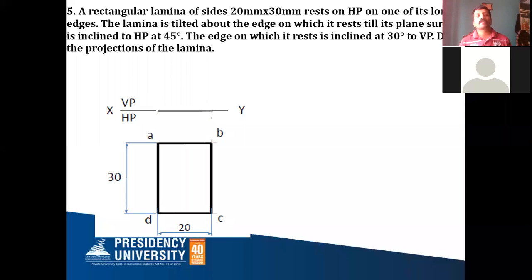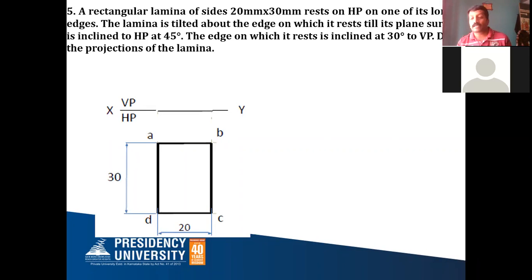Let me start from the beginning. A rectangular lamina of size 20 millimeter shorter edge and 30 millimeter longer edge rests on one of its longer edges. This is the longer edge. Let me keep the entire lamina on HP and draw the true shape diagram. The front view will be a straight line, which is equal to the shorter edge.